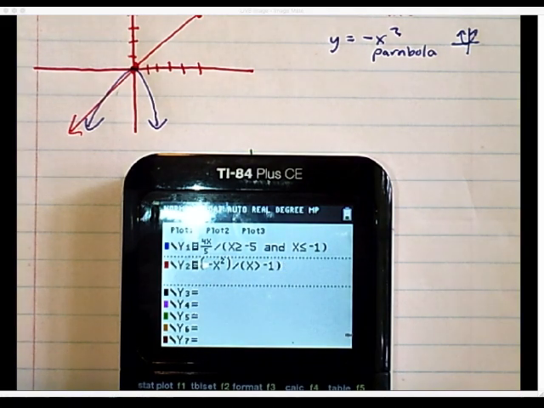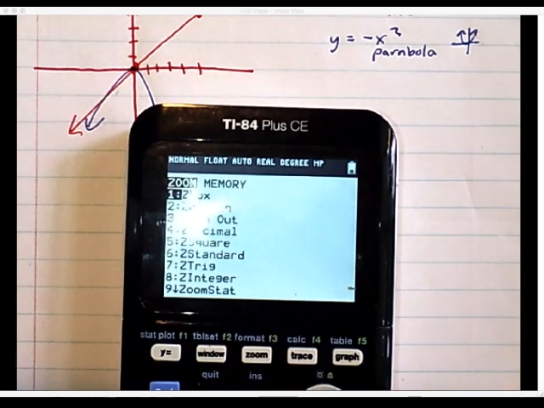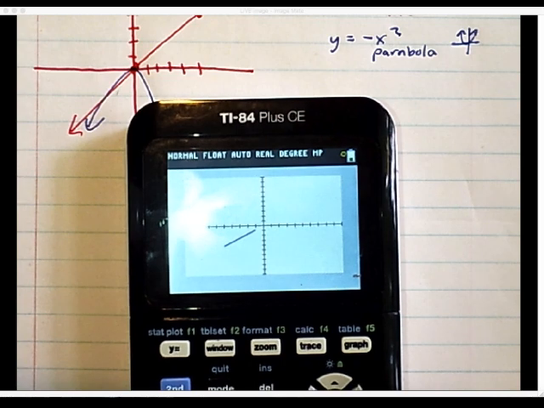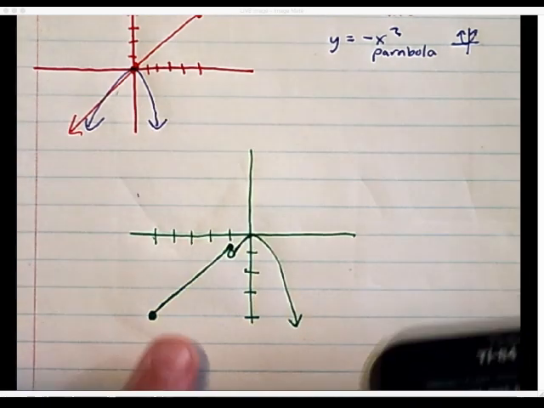Okay. Now let's just hit zoom and go down to standard. That's going to give us a standard 10 by 10 grid. So there's the line segment that we drew, and there's the parabola. There's the other part of the parabola. So this graph right here matches this.